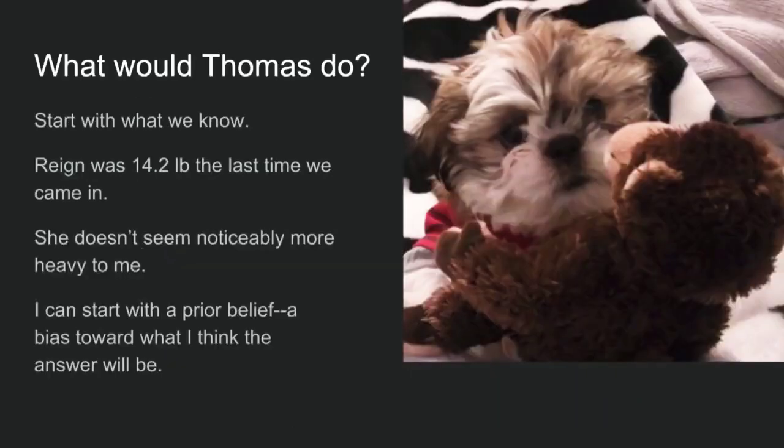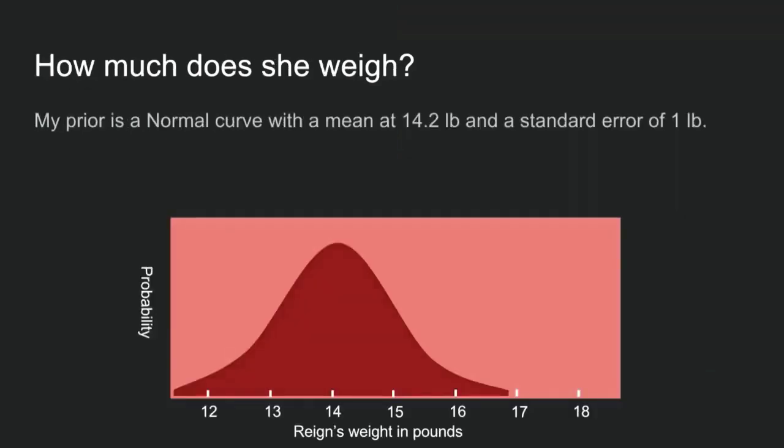So, we've already established, though, that that's a really broad result and not helpful. So we need to start over now, and let's start with what we know. So some background information. Rain was 14.2 pounds the last time we went into the vet. And she doesn't seem noticeably more heavy to me. My arm is not that well calibrated, but I'm going to assume that she's within about a pound of where she was before. So I take that prior, and this is the form that it takes.